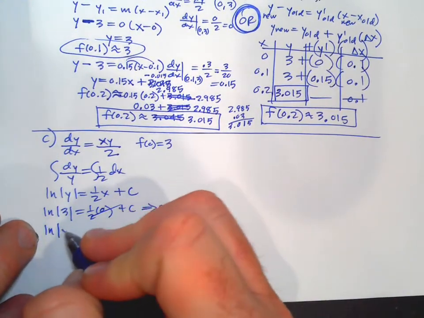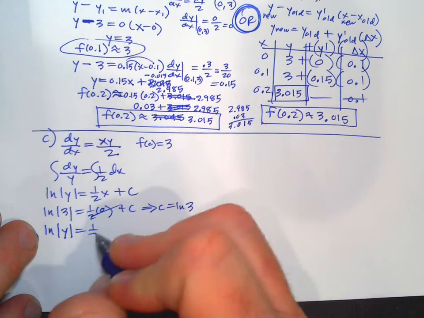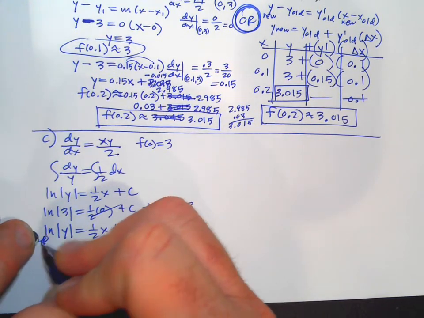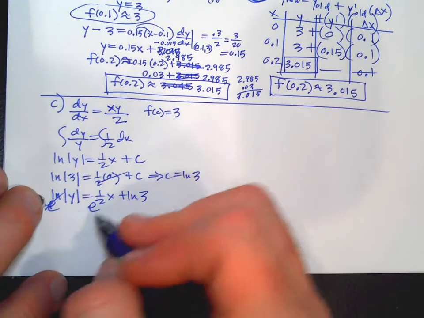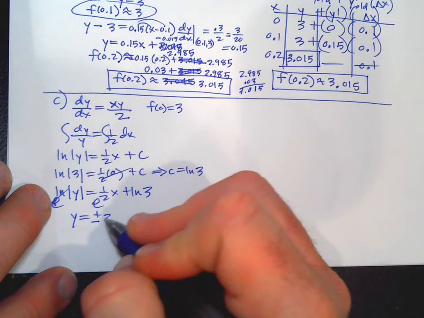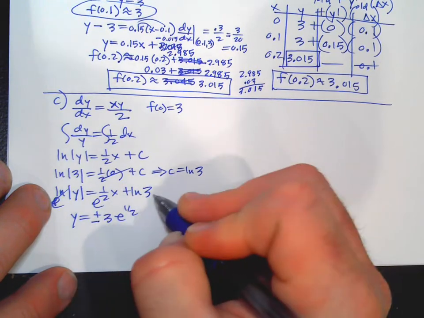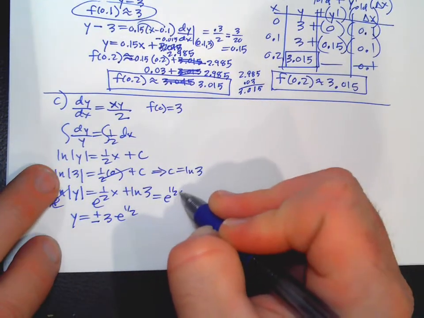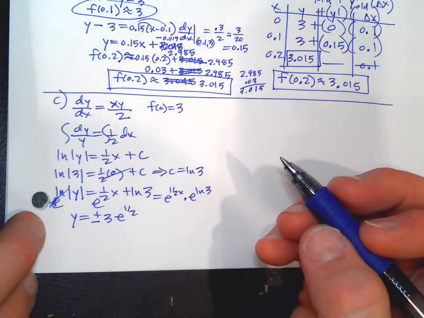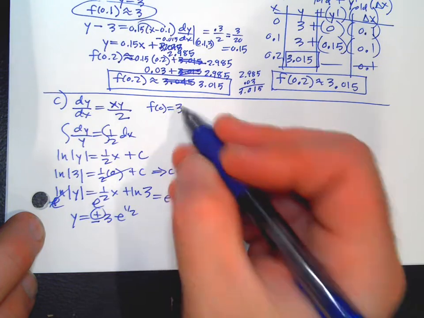Rewrite it. Exponentiate both sides. Get rid of the absolute value. We used rules of exponents right here. Let's break that up. Decide if it's positive or negative. It's got to be positive. Plug 0 in to get it positive 3.